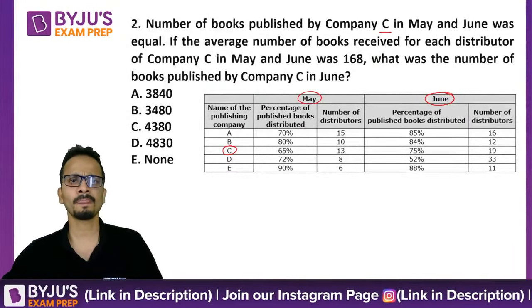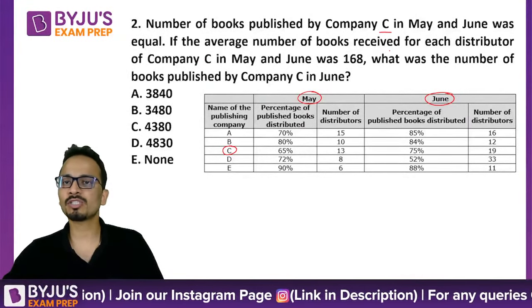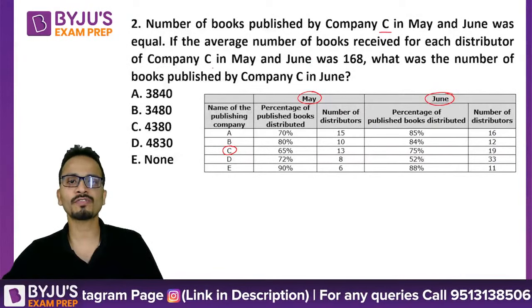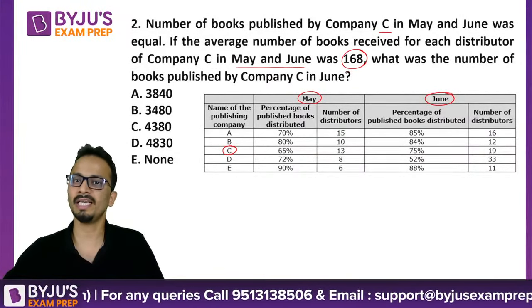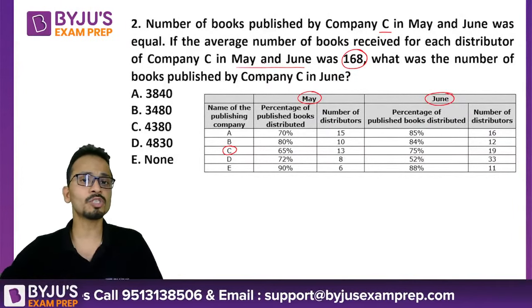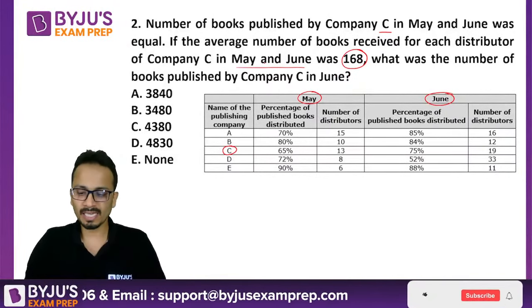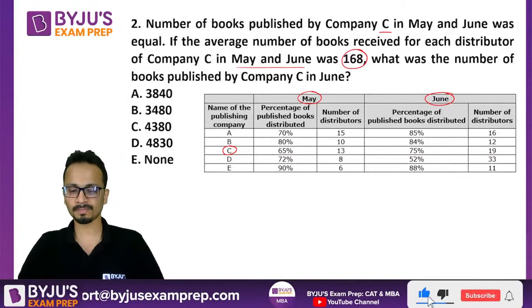Fine, no problem. If the average number of books received for each distributor of company C in May and June was 168, then what was the number of books published by company C in the month of June?